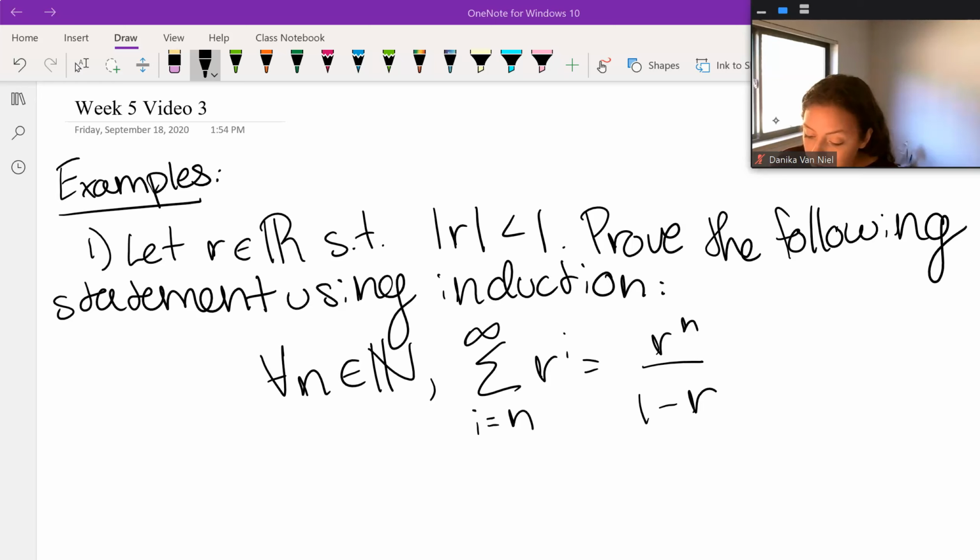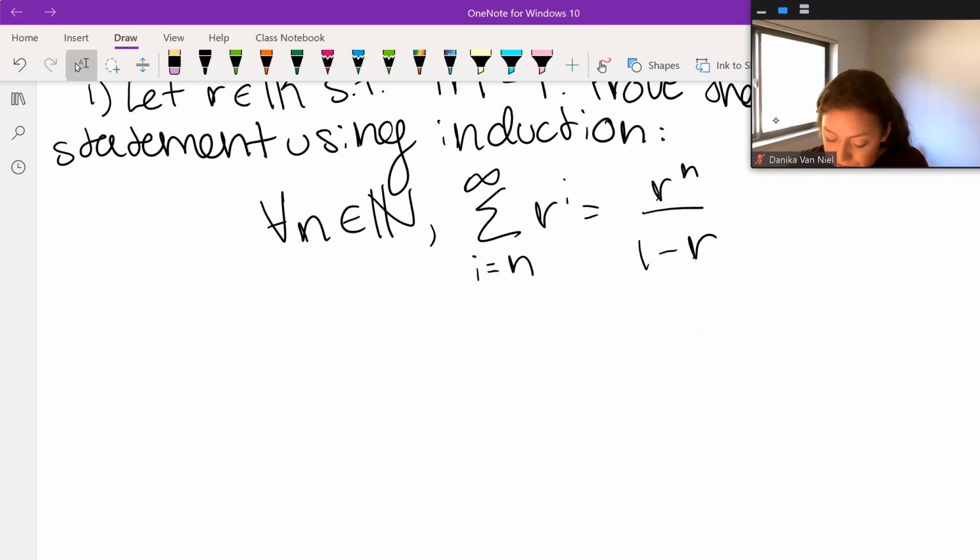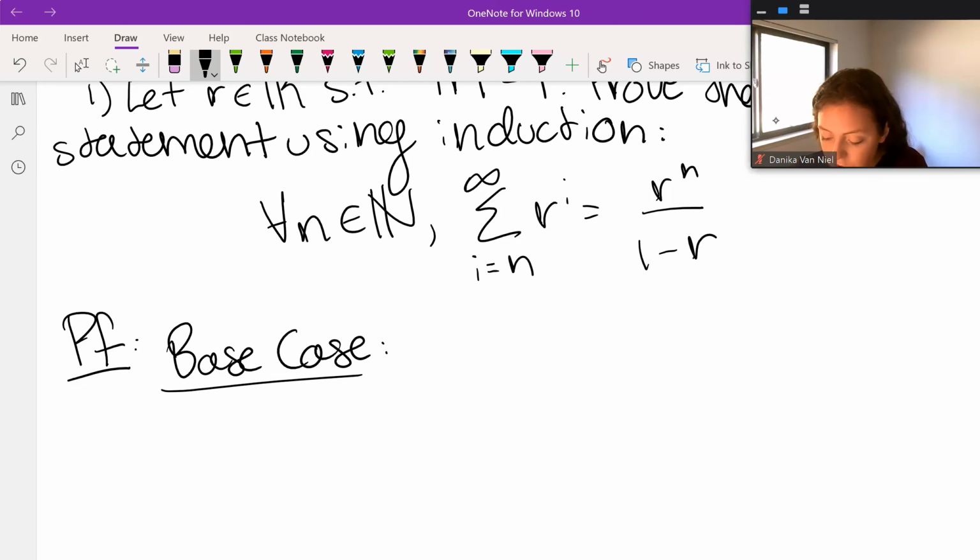So for all n in the naturals, the summation from i equals n to infinity of r to the i is r to the n over 1 minus r. Okay? All right. So let's look at a proof. So proof using induction. So our first step, base case. Okay, so who do we look at? We're going to look at n equals 1. That will be our base case.